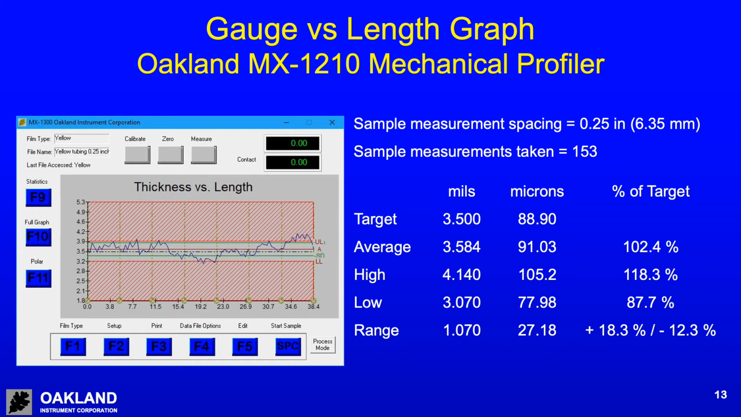Here are the results when measuring with the mechanical gauge profiler. I was taking measurements a quarter inch apart, so I was able to get 153 measurements here. Target was 3.5 mil. Average was slightly more, 2% more. High, 18% above, and low, a little more than 12% below the target. This is not surprising with the film that, when we look at the bubble, and you can see the low spot here, that's where the frost line was higher.